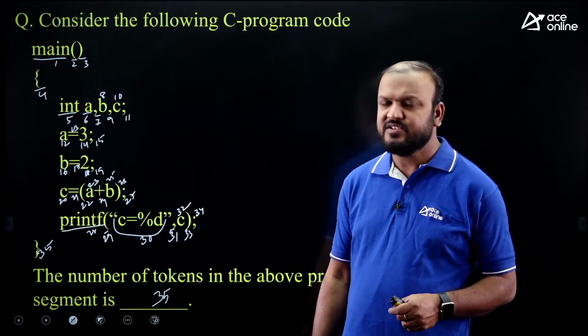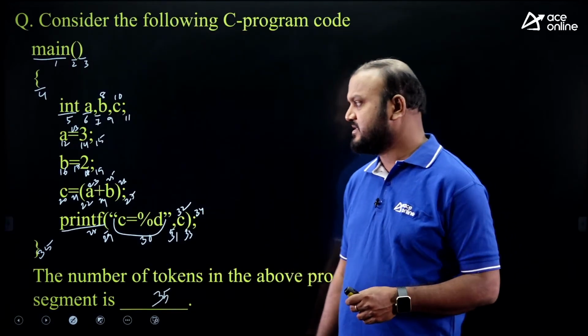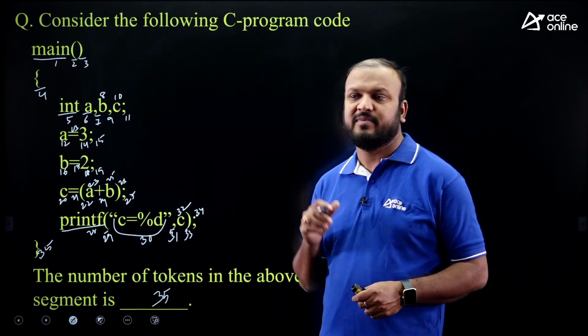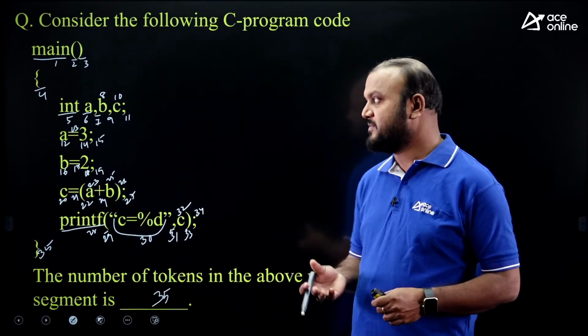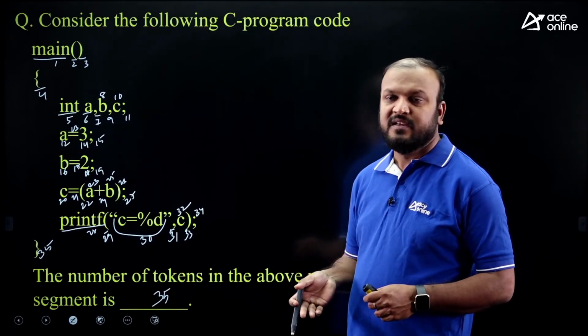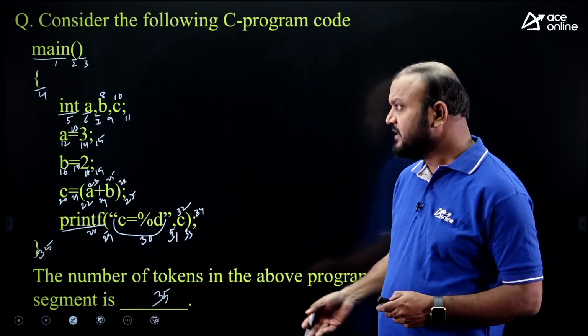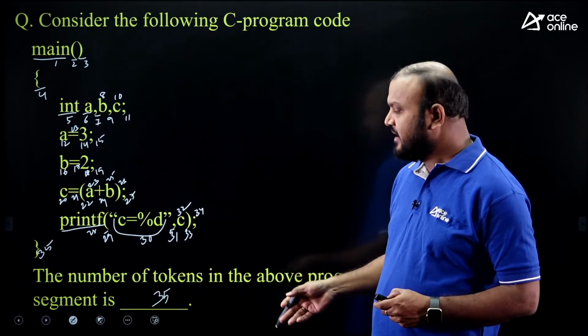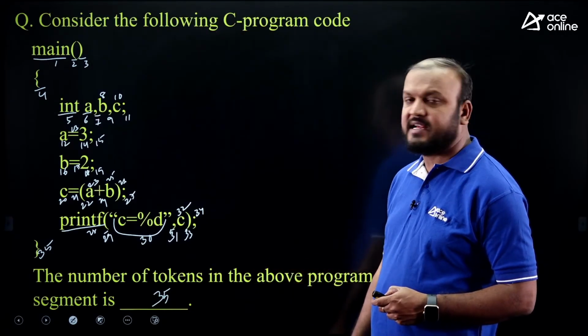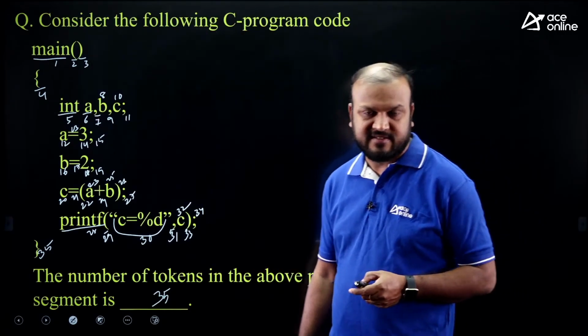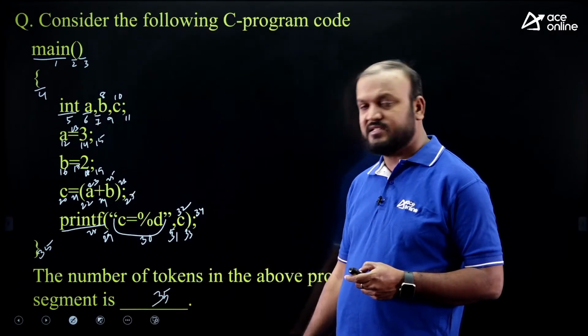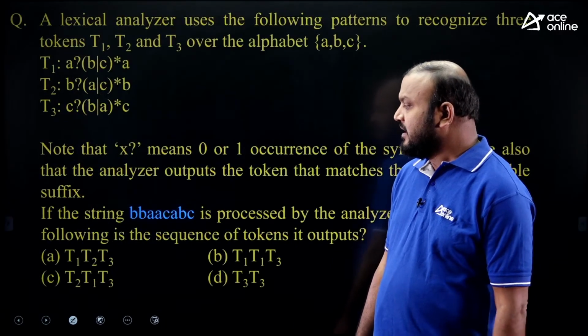This is a very simple and straightforward question asked in previous year GATEs. You will be given a program snippet, maybe 1 or 2 lines, or else a complete program, and asked to find how many tokens are in the program segment. There is a possibility of this kind of question being asked as a numerical answer type question, so fill in the blanks questions are possible.